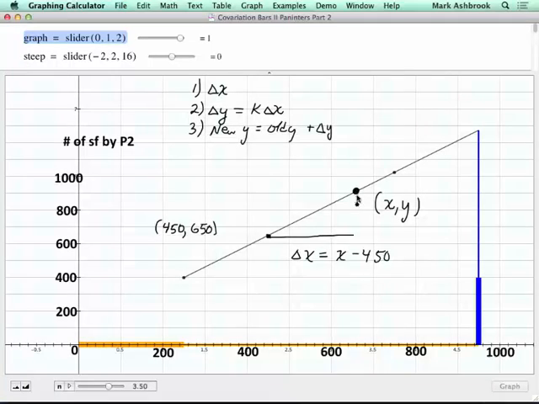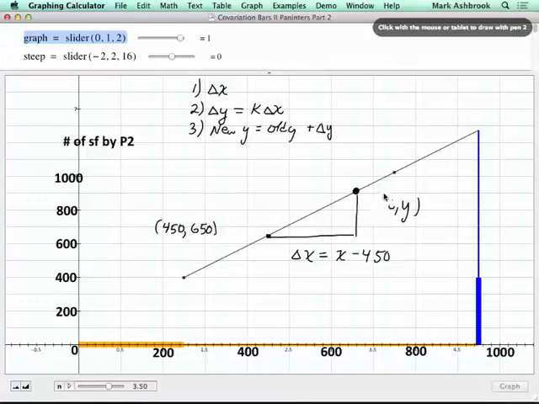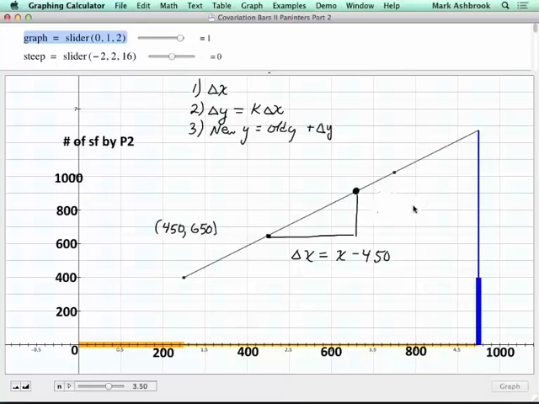Next is, what will the corresponding change in y be? Use constant rate of change: k times x minus 450. So delta y is, and what is k? 1.25 is our k, times x minus 450. Does it make sense? 1.25 delta x is always what the corresponding delta y is.